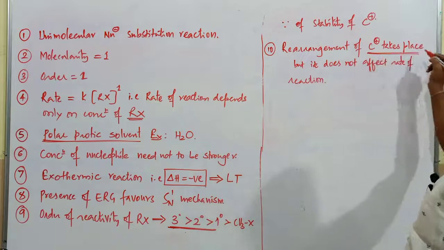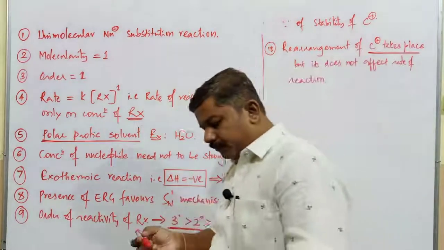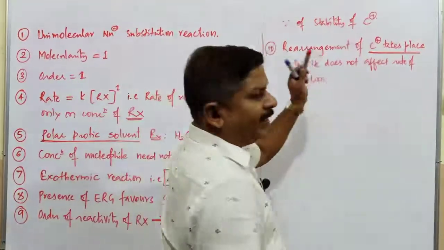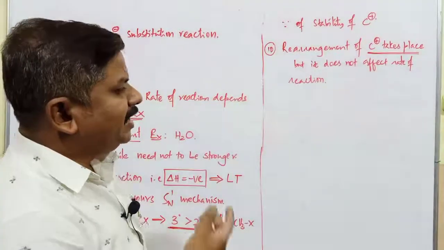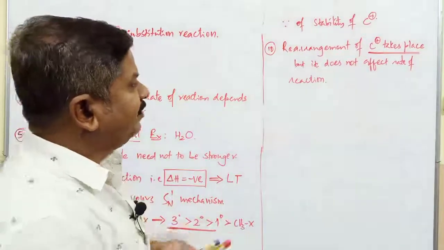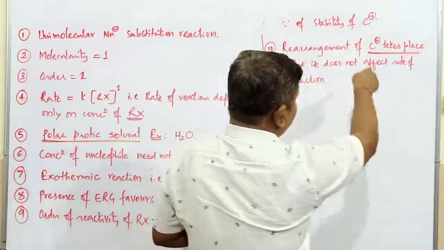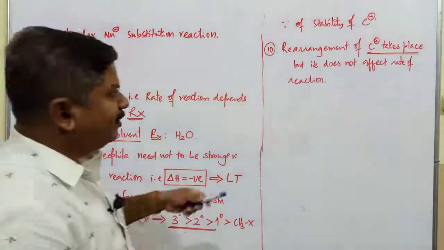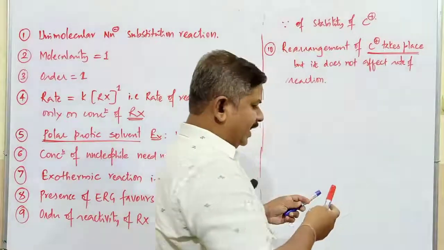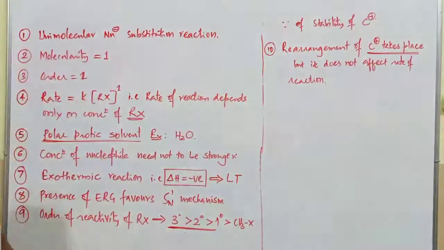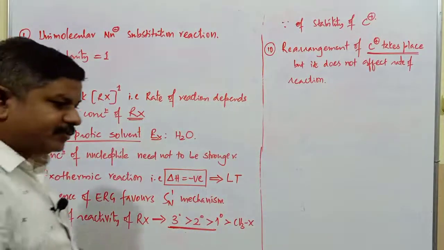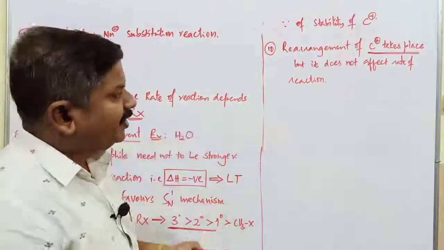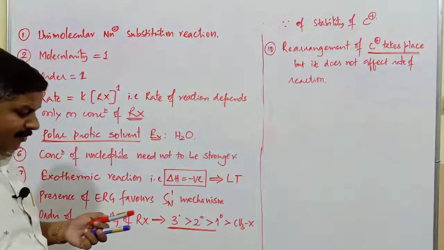Rearrangement of carbocation refers to what? Conversion of primary into secondary carbocation or primary into tertiary carbocation by a shift, that is hydride shift, methyl shift, then phenyl shift. Wherever such rearrangement is possible, that rearrangement also takes place. But you should remember, this is a very important part, it does not affect the corresponding rate of reaction. Rate of reaction is affected only by formation of carbocation, but rearrangement will not affect the rate of a chemical reaction.